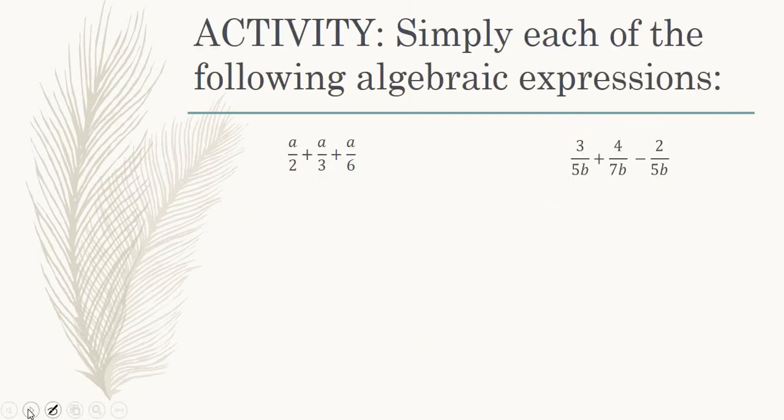That brings me to this activity. So what I want you to do is to pause the video at this stage, and you are going to complete the activity and then come back to check your answer. All right? So how would you do this problem here, which says, we have a over 2 plus a over 3 plus a over 6.